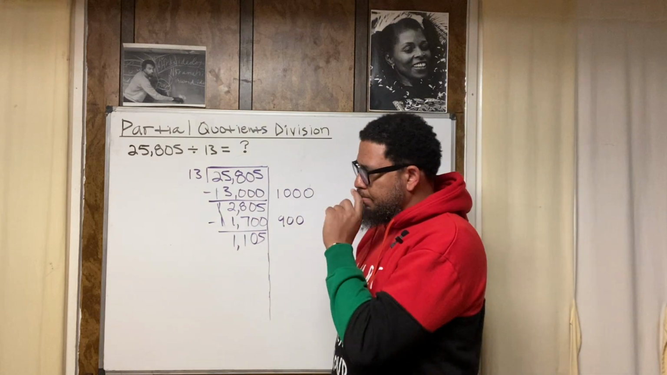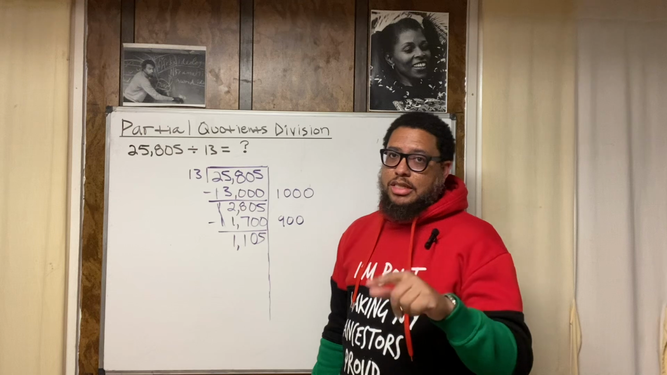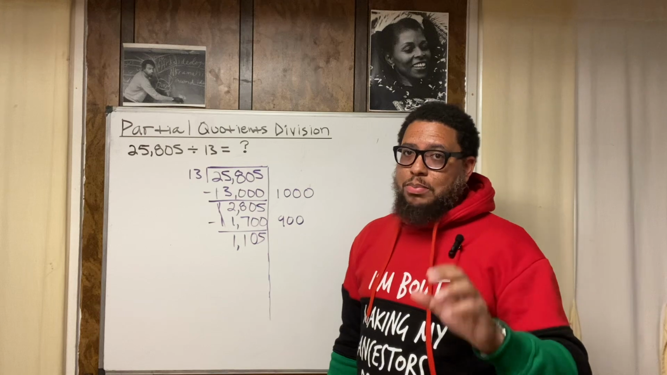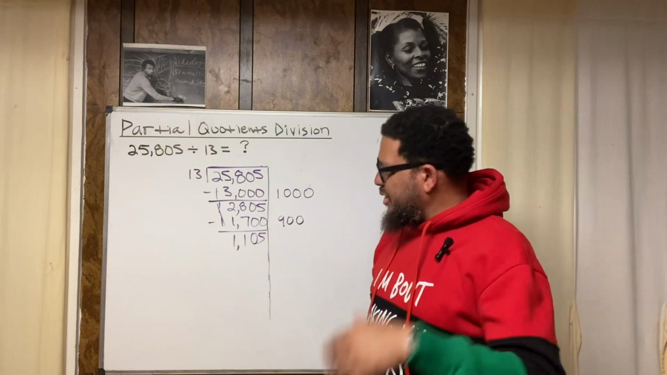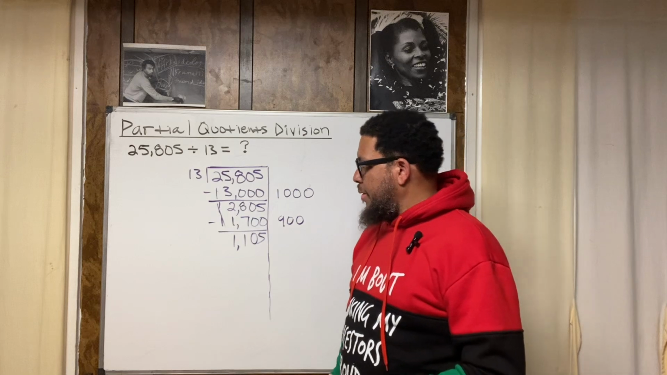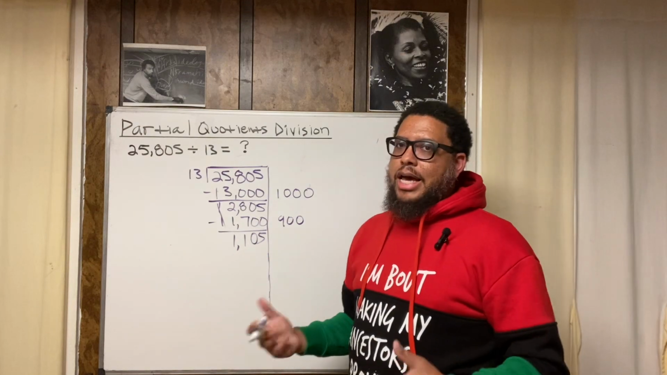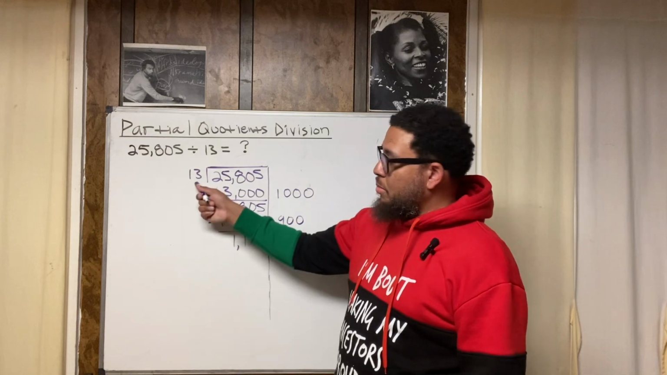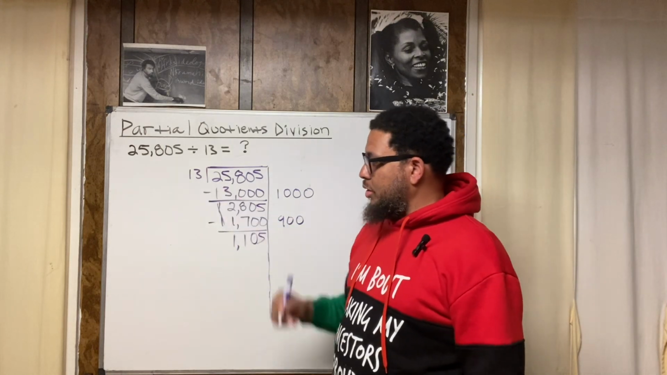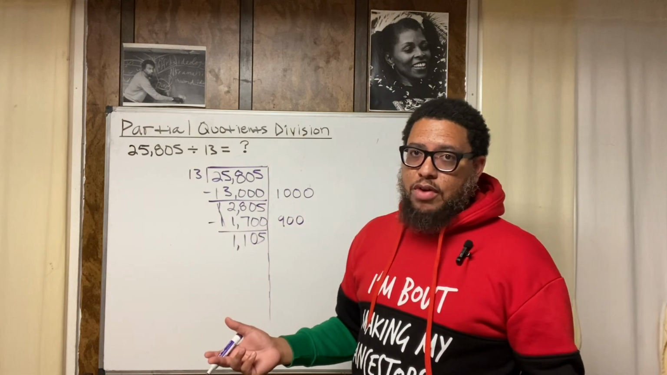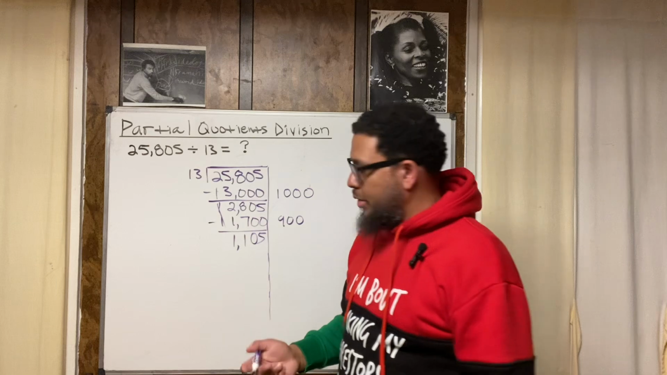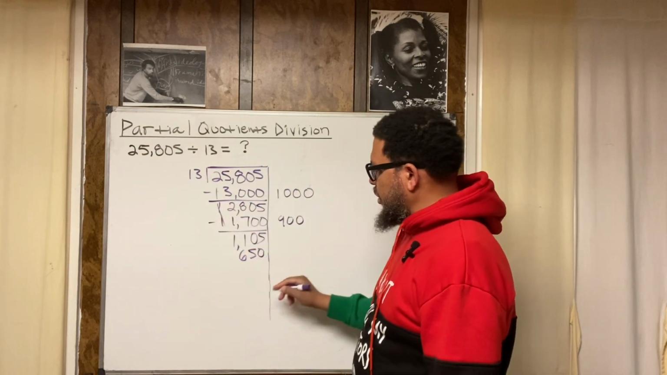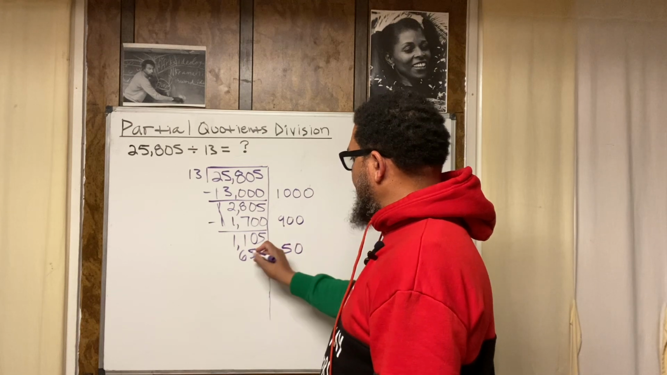I might say, all right, I know that 13 times 5 is 65. So therefore, 13 times 50, which is just 10 times more, must be 650. So I'm going to use 650. That's not that close to 1,105, but it satisfies the criteria. It's less than 1,105, and it's a multiple of 13. So I'm going to put 650 right here, and then 13 times what gives me 650? 50. So I put my 50 right here, right next to it.